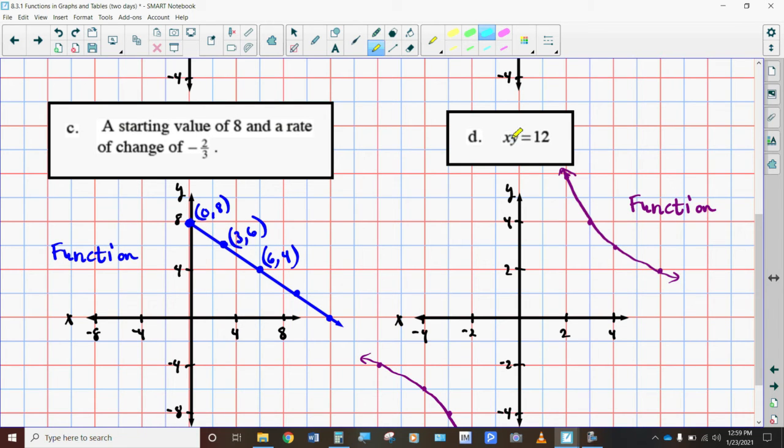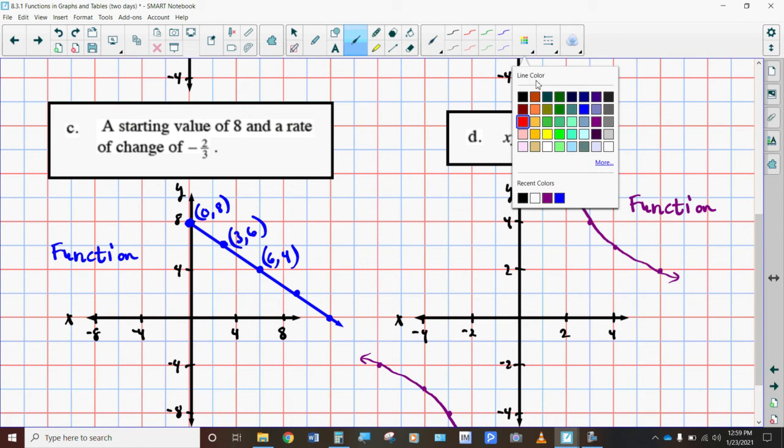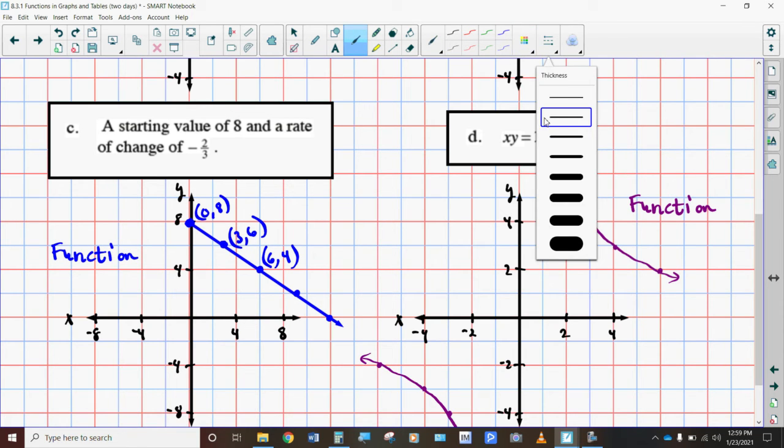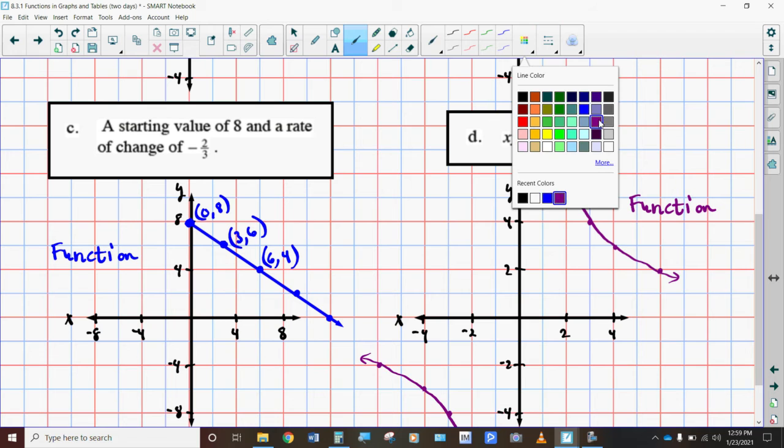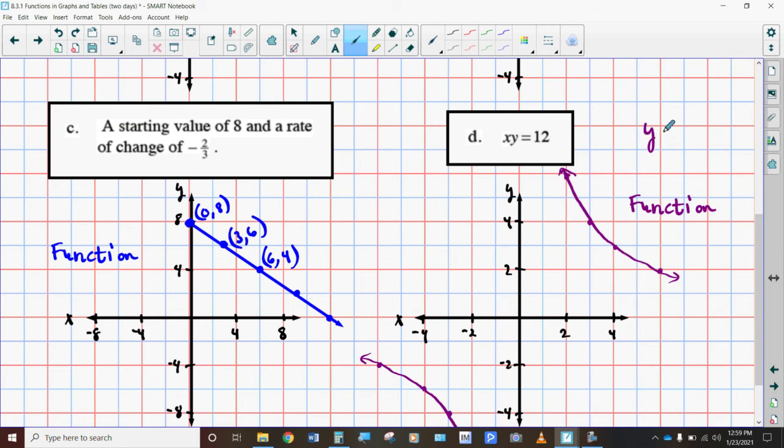And then here, this is an example of an inverse variation, where x and y, when multiplied together, always will give you 12 for an answer. Let me go ahead and show you a variation on this particular function. This could also say y is equal to 12, divided by x.